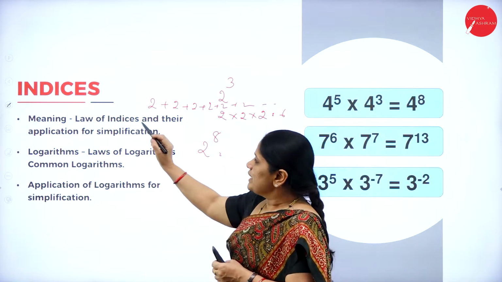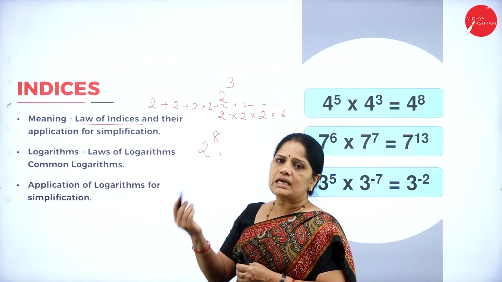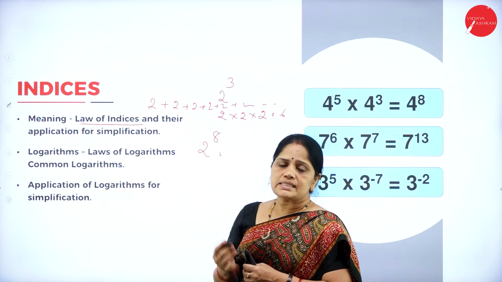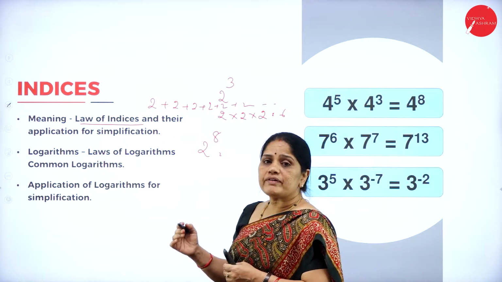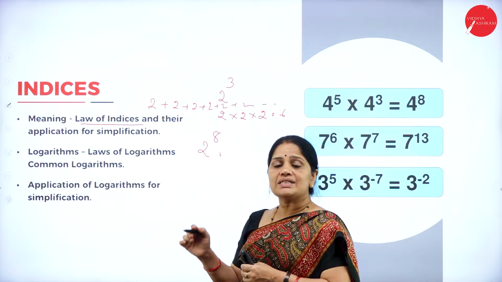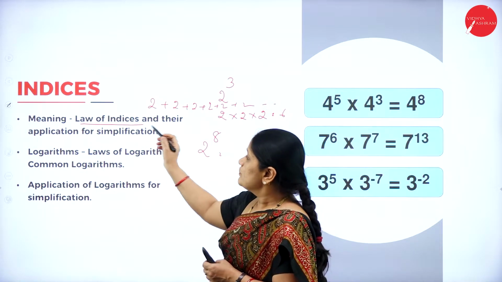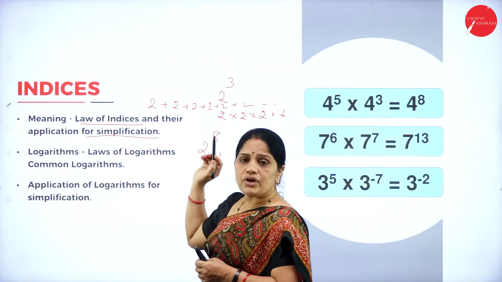We will be having a look into the laws of indices. What are the laws of indices? It is a to the power of m into a to the power of n equals a to the power of m plus n. Then a to the power of m by a to the power of n equals a to the power of m minus n. We will look at the laws of indices and their application for simplification.